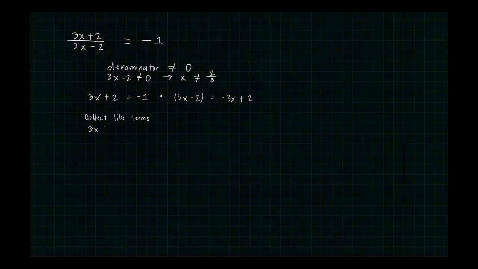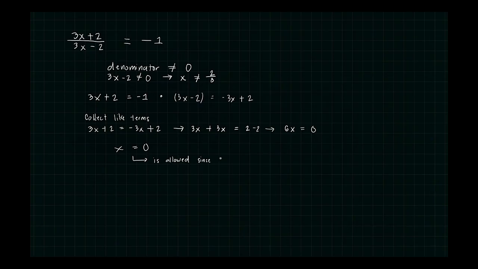3x plus 2 equals negative 3x plus 2. 3x plus 3x equals 2 minus 2. 6x equals 0, so x equals 0. We will check for the domain: x equals 0 is allowed, since 0 is not equal to 2 over 3.